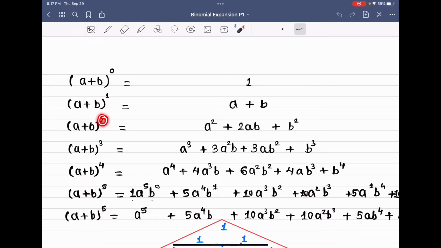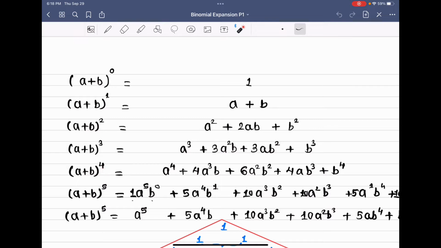The same trend you can see in the next expansion. The power is 2. The first term, a is getting the full power, that is 2, and b will get nothing, that means 0. Then a power 2 becomes a raised to 1, b power 0 becomes 1. Then a power is 0, b raised to 2. Similarly for 3, just focus on the first term: a raised to 3, then a raised to 2, then a raised to 1, then a raised to 0. And the same way, b raised to 0, 1, 2, 3.